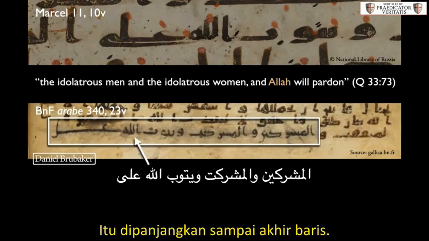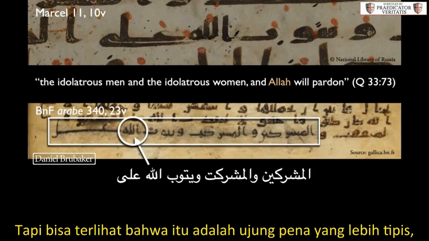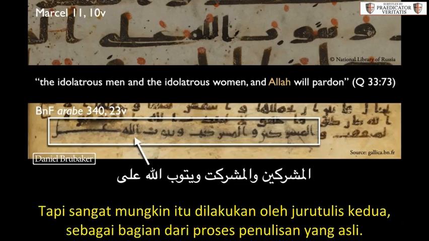The word Allah is stretched out there at the end of the line. The word Allah is a little bit bunched in there too, but not too bunched compared to the rest of the page. But you can see that this is a narrower nib, probably a different scribe and sometime post-production, although it's not entirely certain. It's possible that it was something that was done by a second scribe somewhere as part of the original production process.